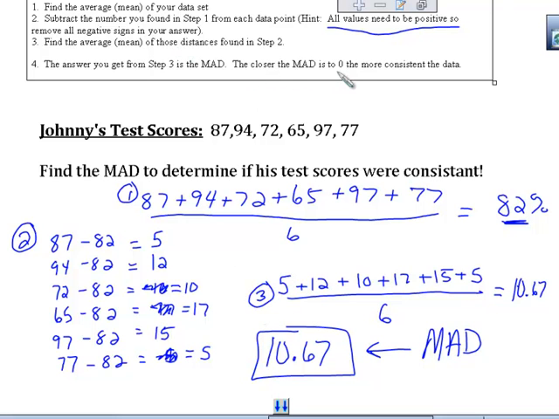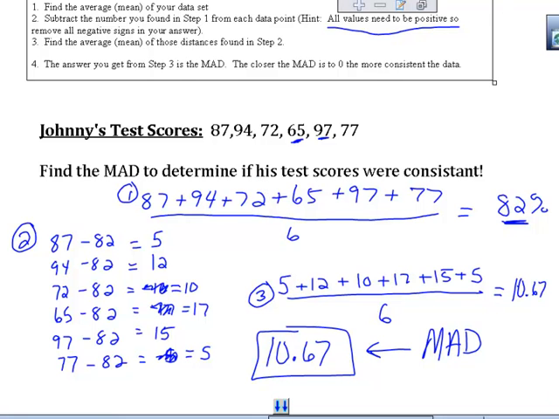The closer the MAD is to 0, the more consistent the data. This number is not very close to 0. Okay? So in this case, Johnny is probably not a very consistent test taker. If you even look at his data set, he's got 65% and he's got one at 97%. A consistent person would probably be a little bit closer. Those numbers would probably be a little bit closer. So in this case, his MAD tells us that he's not a very consistent test taker.